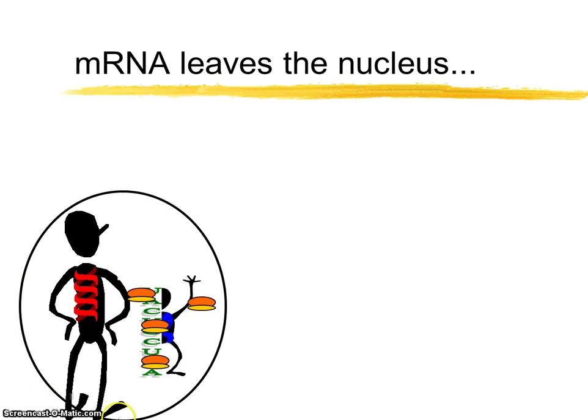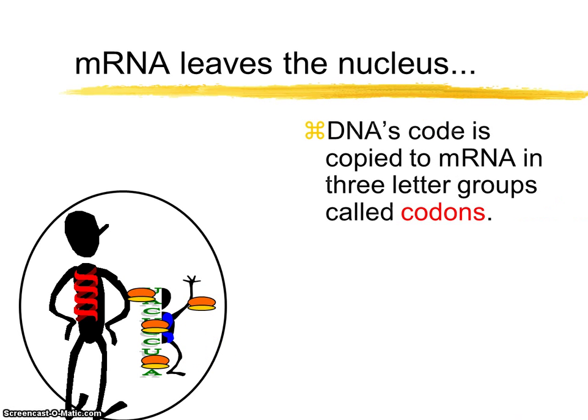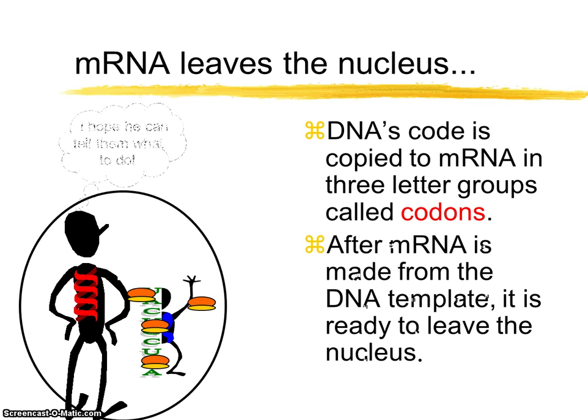Once that happens, you have your nucleus, you have DNA, too large to leave. Now you have this small piece of messenger RNA that has the code needed for the protein. That messenger RNA will leave the nucleus, and it will carry this code to the ribosome.